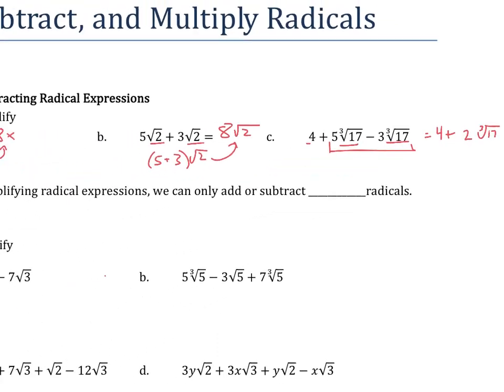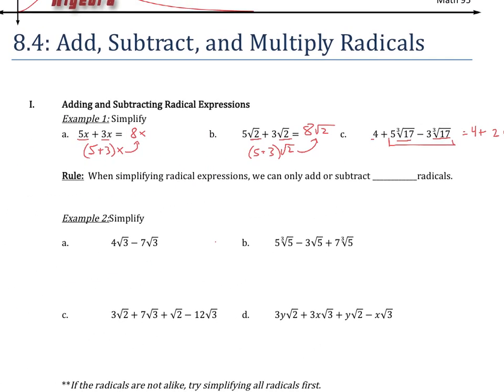So what really just happened? Well, we just saw how when we're simplifying radical expressions, we can only add or subtract like radicals, okay? Just like we have like terms when we have variables, when we have terms that have the same radical, then we can combine them, all right? But they have to have the same radical, all right?